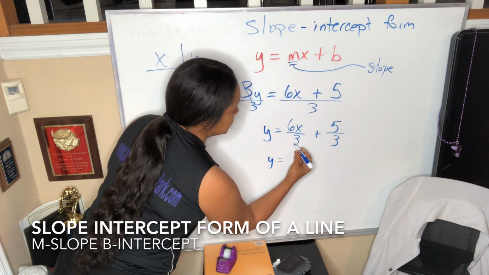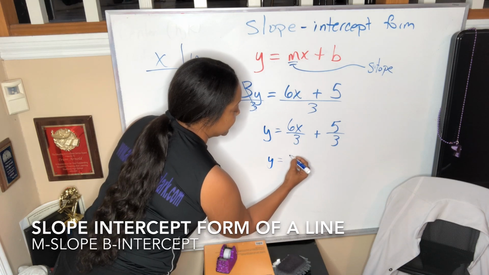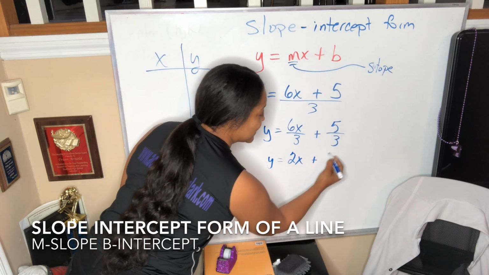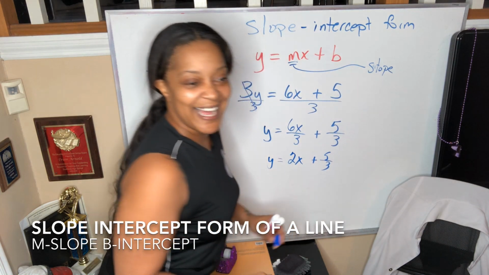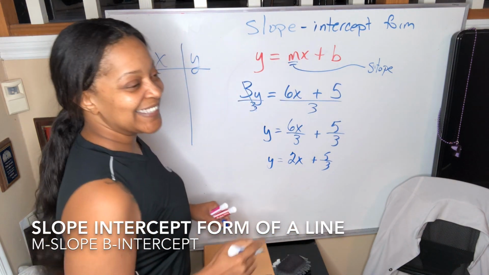Y equals, what's 6 divided by 3? 2. Well, why didn't y'all say? Y'all making me think something's wrong.